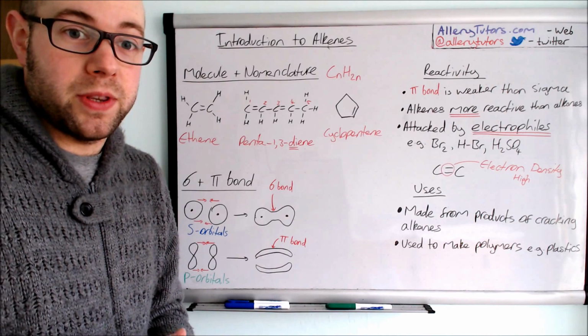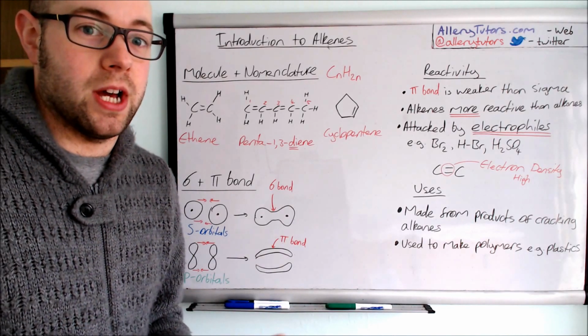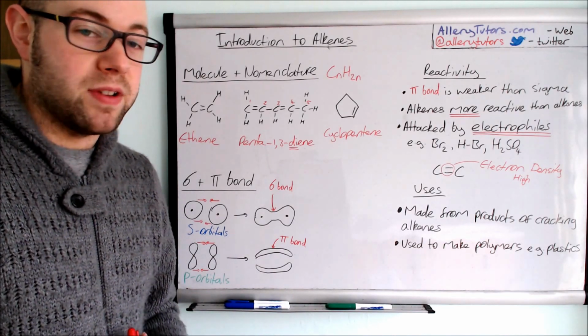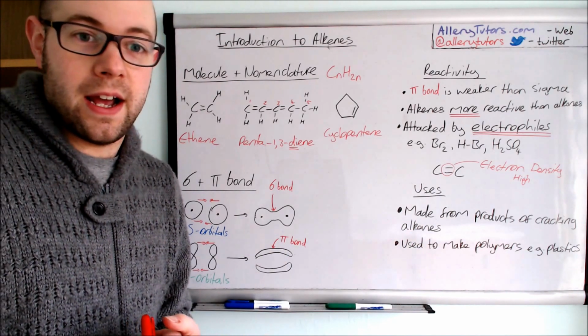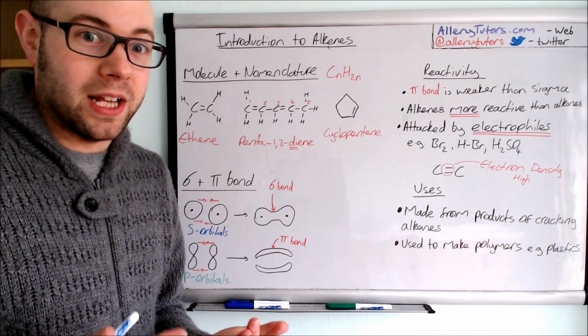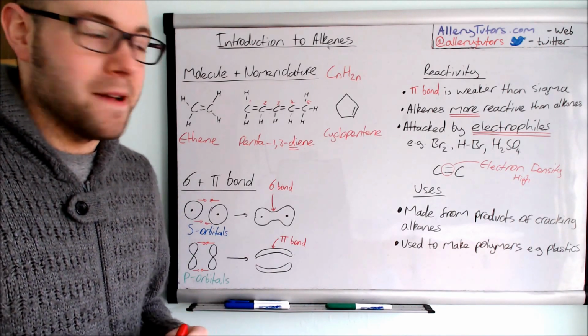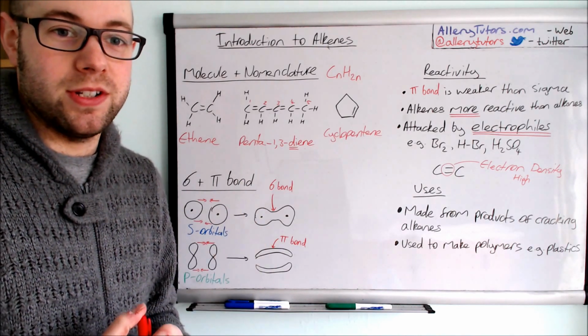But the most important thing is plastics. They have revolutionized the way we live today. Just about everything you see, touch and wear is made of plastic. So thanks to these alkenes, we can have the modern life that we have today. So there we go. There's a very quick introduction to alkenes.